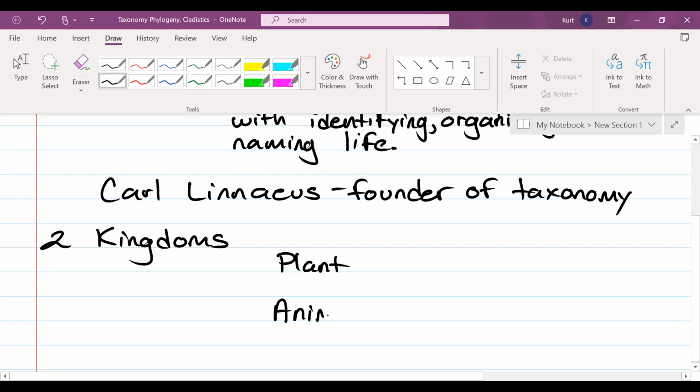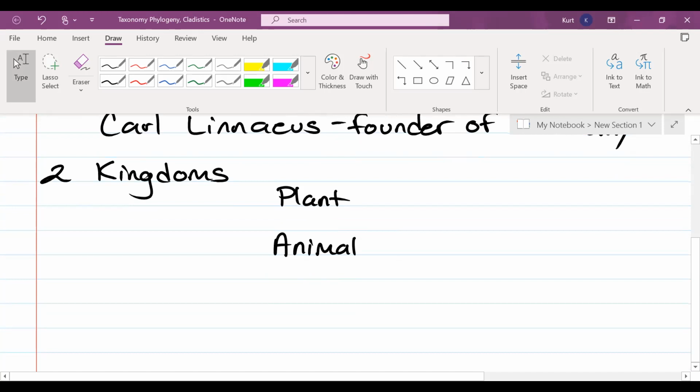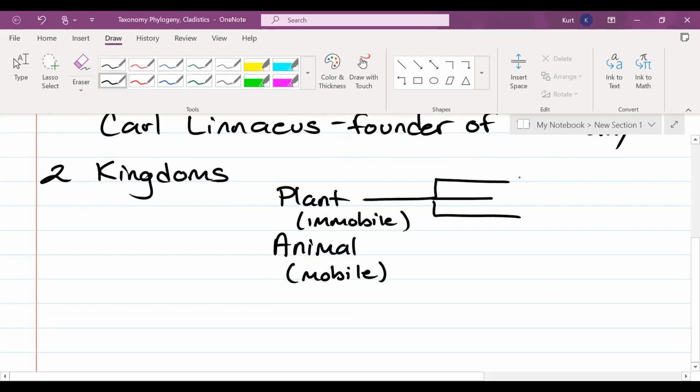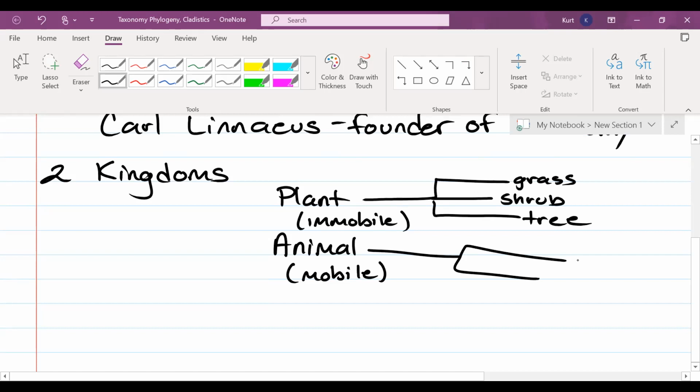Now, to distinguish a plant from an animal, it was considered that a plant is immobile and an animal was mobile. That's how he made those distinctions. Well, you got to get a little more specific from there. So when it came to plants, there were one of three types. You were either a grass, you were a shrub, or you were a tree. When it came to animals, you either had red blood or non-red blood.